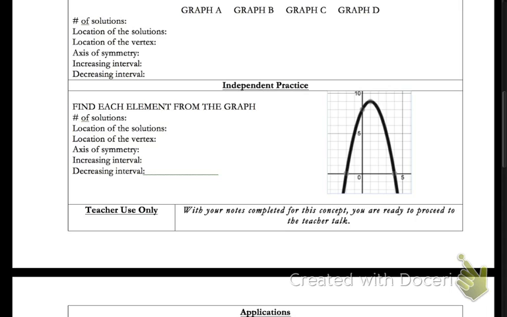So with this particular graph, number of solutions. Well, 1, 2 places where the parabola crosses the x-axis. The solutions appear to be at x equals -2 and x equals 4. The vertex, which is this point right up top here, appears to be at 1, 9. The axis of symmetry, which goes right on through that vertex, is going to happen at x equals 1.